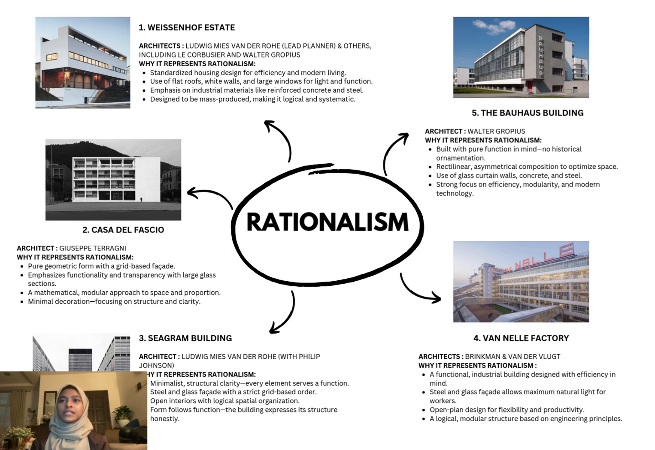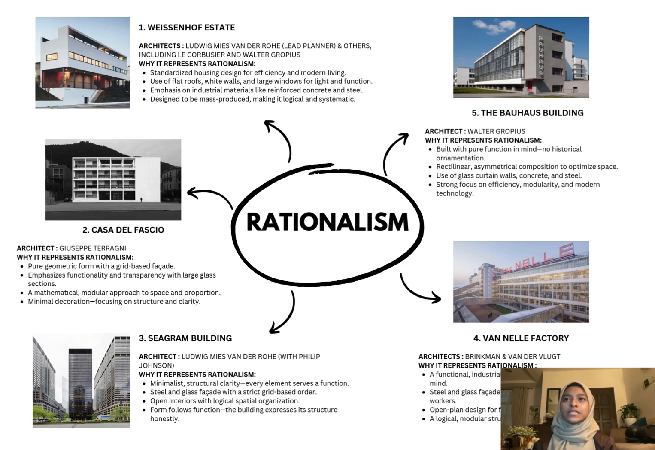The second one is Casa del Fascio. Architect: Giuseppe Terragni. What it represents in rationalism: pure geometric form with a grid-based facade, emphasis on functionality and transparency with large glass sections, a mathematical modular approach to space and proportions, minimal decoration focusing on structure and clarity.